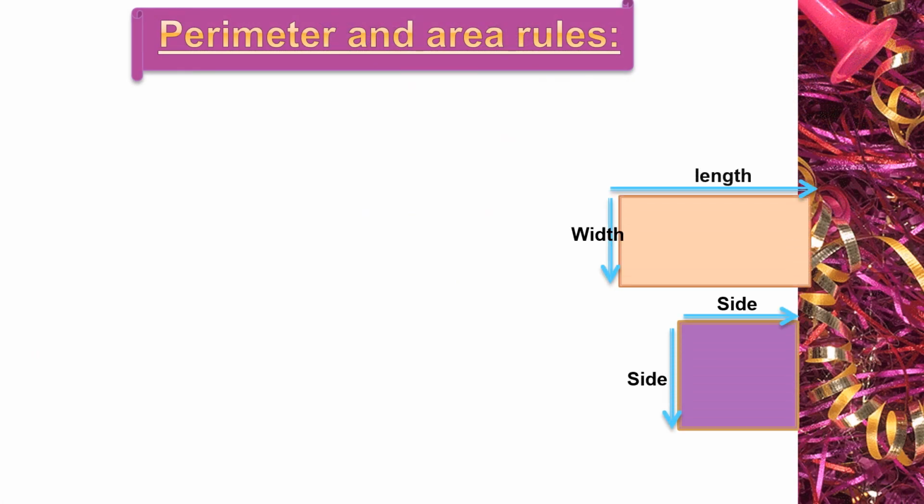Let's revise together perimeter and area. We studied them in the first term, but we will revise again on them. Here we have a rectangle and here we have a square.